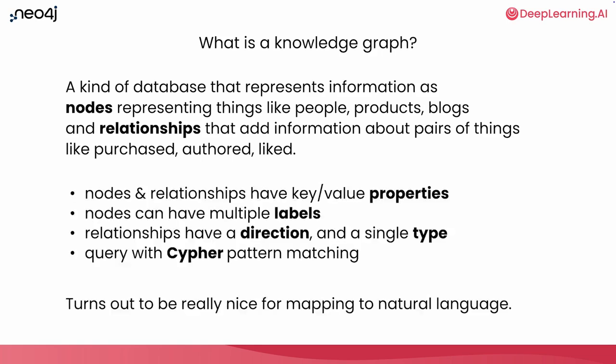So both the nodes and relationships have key value properties. They have multiple labels on nodes. Relationships always have a direction, and they have a single type. And the query language that you use for doing pattern matching is called Cypher. And it turns out that this is super nice for mapping to natural language and really convenient for working with GenAI and LLMs, because LLMs are really good at natural language.